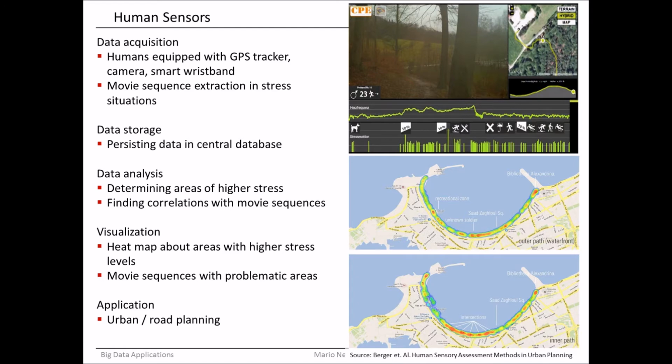You could use these human sensors for urban planning, for road planning, such that you get experience about situations which cause stress at bike riders, at people who walk on the street, and therefore you can avoid these situations by a proper planning.